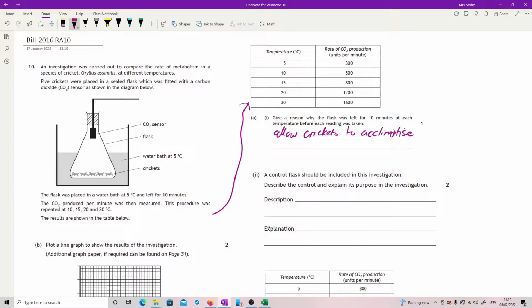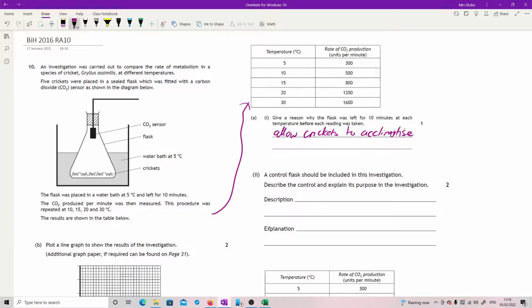to that condition. So you could also go to allow the condition to be stable, so actually get to the right temperature. If you just dunk them straight into a 5 degree water bath, if they've come from 20 degrees, they're still sitting at the 20 degrees. So you need time for that to stabilise. So either for the conditions to stabilise or allow the living things that are in there, i.e. in this case the crickets, to acclimatise.